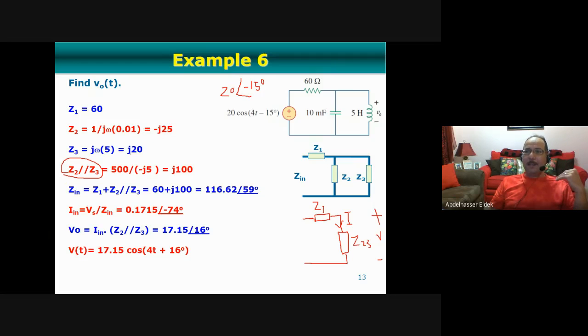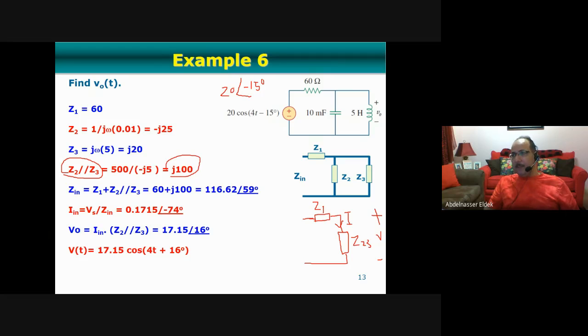In the denominator, when you add, j20 minus j25 will be negative j5. Now 500 over 5 is 100, and the negative j you can move up as positive j. So it will be j100. This Z23 equals j100.